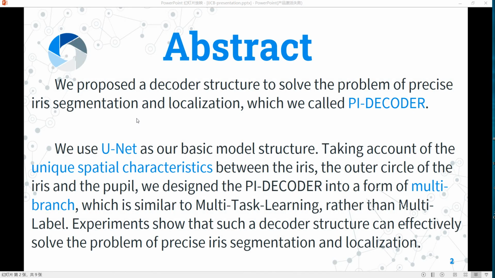Now, let me briefly summarize the results submitted in this competition. We proposed a decoder structure to solve the problem of precise iris segmentation and location, which we called the PI decoder. We use UNet as our basic model structure, taking account of the unique spatial characteristics between the iris, the outer circle of the iris, and the pupil. We designed the PI decoder into a multi-branch form, which is similar to multitask learning rather than multi-label. Experiments show that such a decoder structure can effectively solve the problem of precise iris segmentation and location.